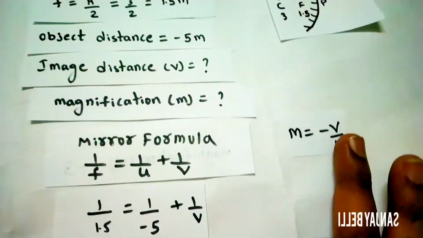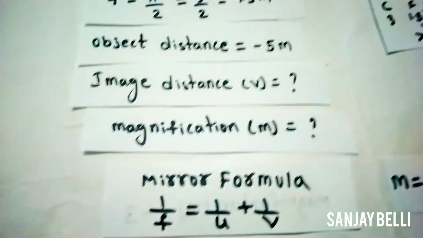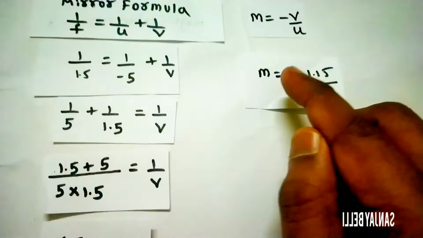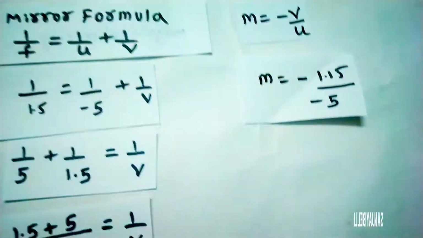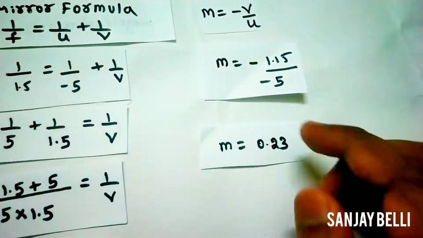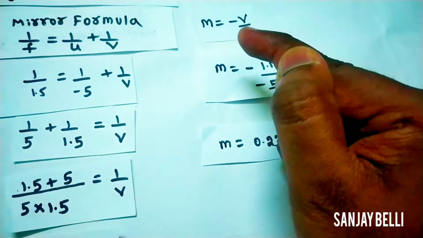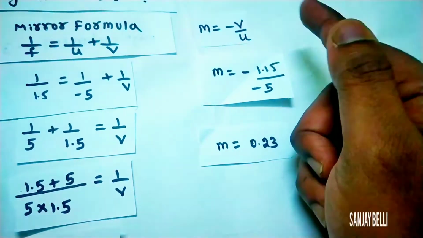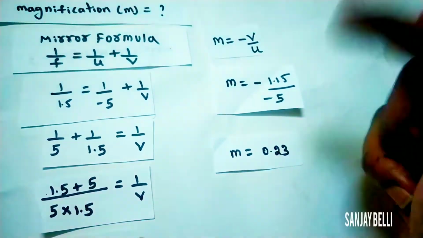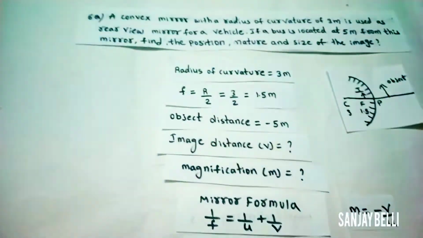What is the formula for magnification? M equals minus V by U. What is your V value? 1.15 meters. And what is the U value? The U value is minus 5. So minus 1.15 by minus 5, so the minus signs get cancelled. If you cancel that, you will be getting 0.23. So this is your solution for your 6th problem.